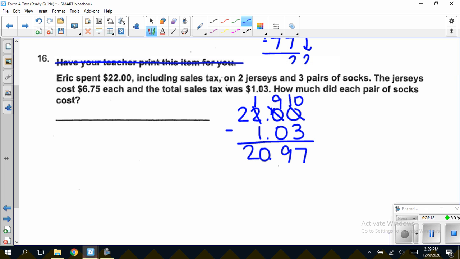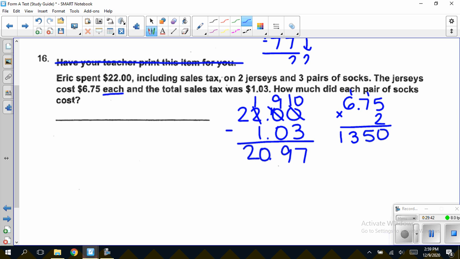Now remember, it does say he bought 2 jerseys and 3 pairs of socks. And we do know that the jerseys cost $6.75 each. So because there were 2 of them, I am going to take $6.75 and multiply that by 2. 5 times 2 is 10, carry my 1. 2 times 7 is 14, plus 1 is 15, carry my 1. 2 times 6 is 12, plus 1 is 13.